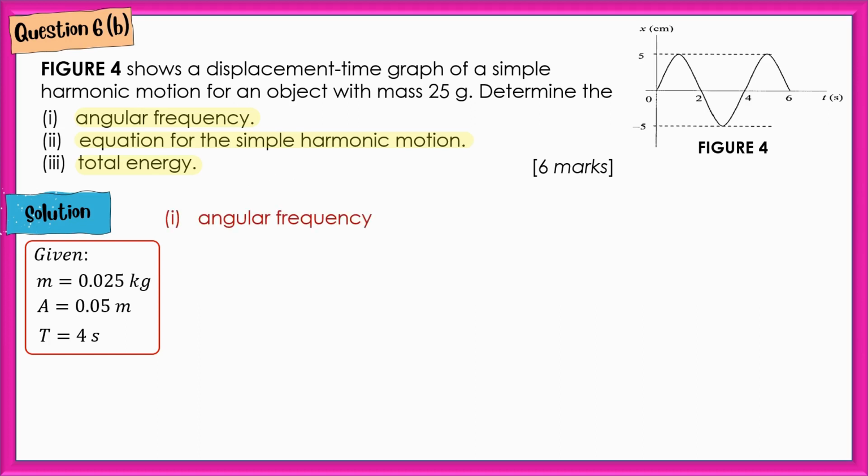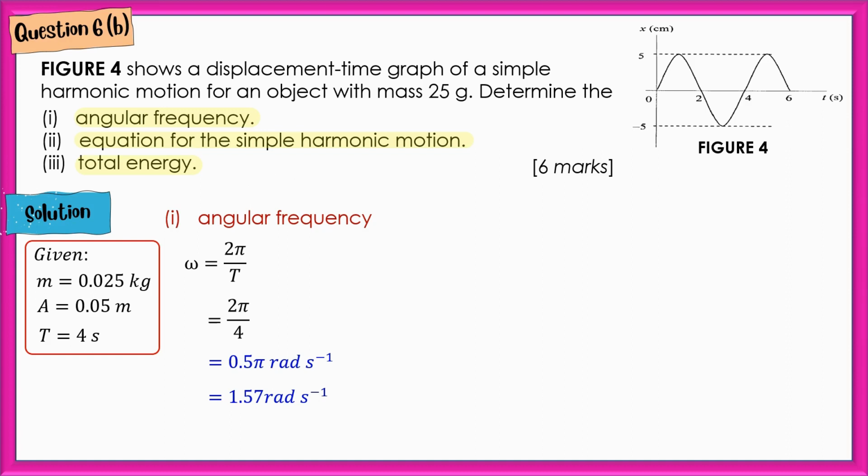First, we want to calculate the angular frequency. Because we have the period here, we can use the equation 2 pi over T. Substitute the period, and you will get the angular frequency equal to 0.5 pi radian per second, or you also can give the answer as 1.57 radian per second.